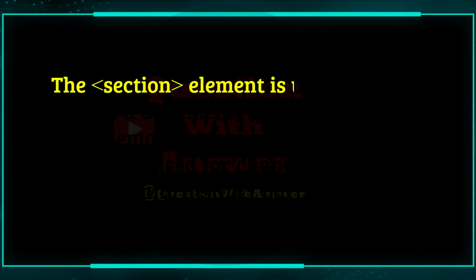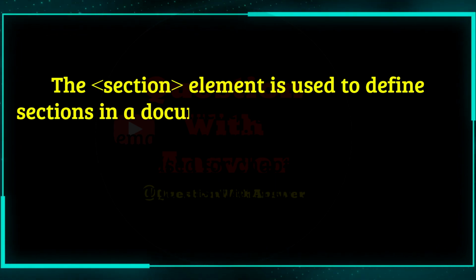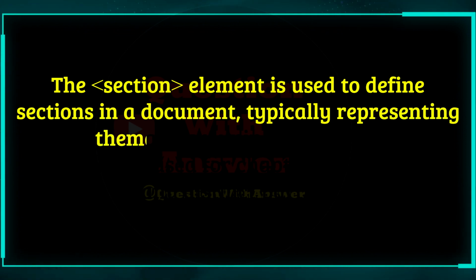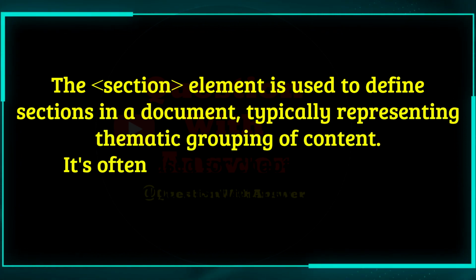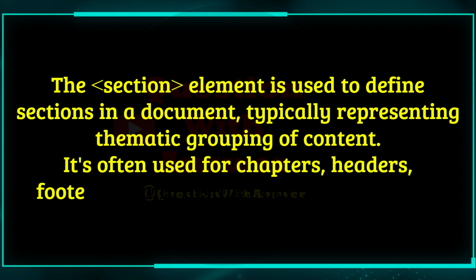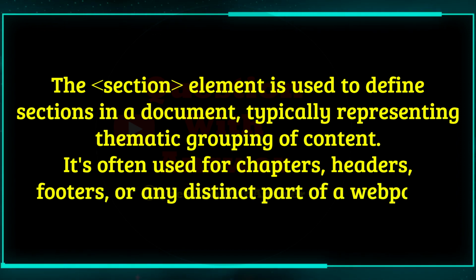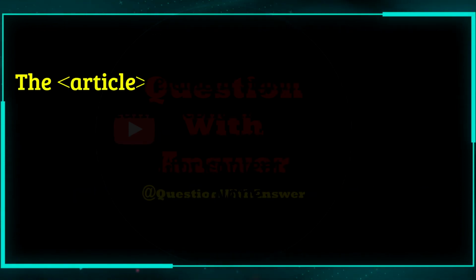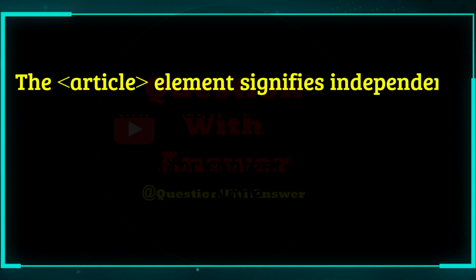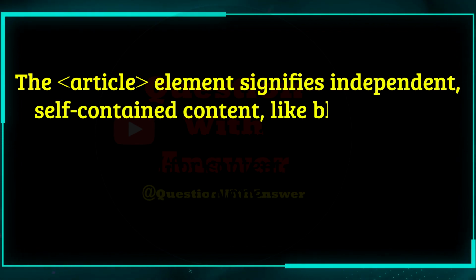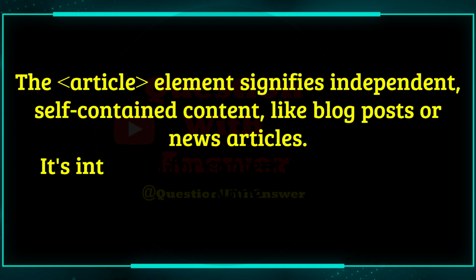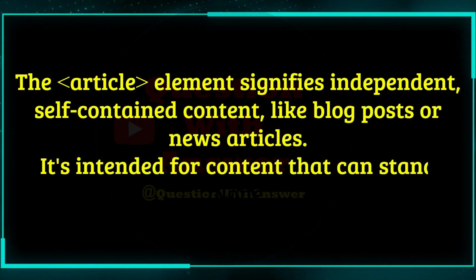Answer. The section element is used to define sections in a document, typically representing thematic grouping of content. It's often used for chapters, headers, footers, or any distinct part of a web page. The article element signifies independent, self-contained content, like blog posts or news articles. It's intended for content that can stand alone.